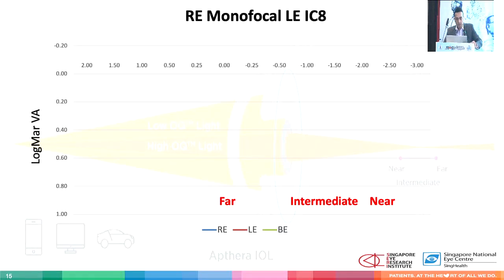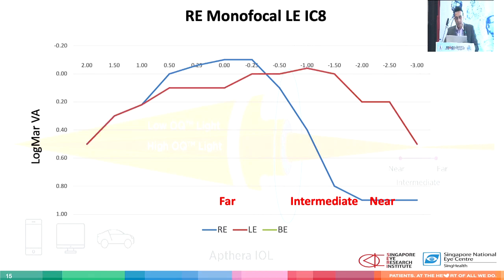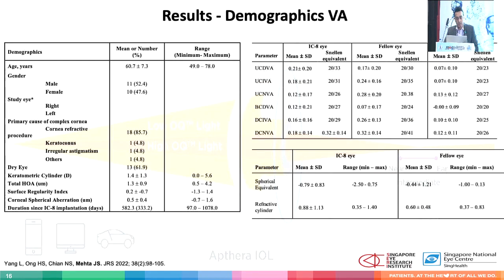If you look at the defocus curves, and this is one of the patients from the study, you'll see the right eye is bang on target because obviously it's your dominant eye. The left eye is the eye that has the IC8 in. And when you're looking binocularly, you bridge that gap, so you don't get that loss of depth that you see if you go for standard monovision.